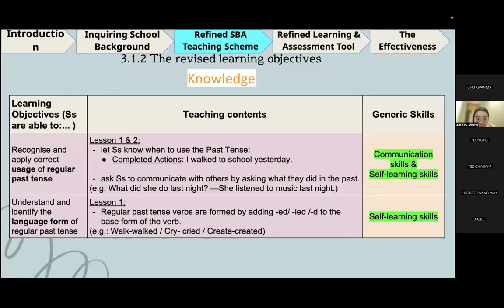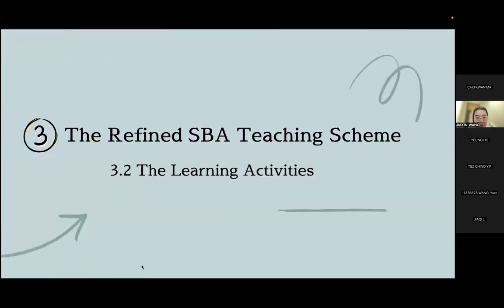Next page, please. And for the knowledge, we want students to recognize and apply correct usage of regular past tense, and also understand and identify the language form of regular past tense. So in lesson 1 and 2, we will let students know when to use the past tense, and in lesson 2, students can communicate with others by asking what they did in the past. So the general skills we want to develop are communication skills and self-learning skills. Next page, please. Then pass time to Toby. So thank you, Sandy.